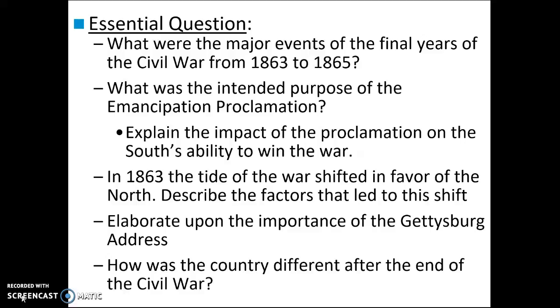Elaborate upon the importance of the Gettysburg Address. What is the Gettysburg Address and what's its intention and what does it actually end up doing? And then lastly, how was the country different after the end of the Civil War? Or what were the effects of the Civil War on the nation as a whole? But really specifically, we're going to look at the South.